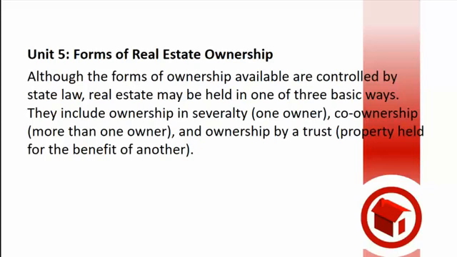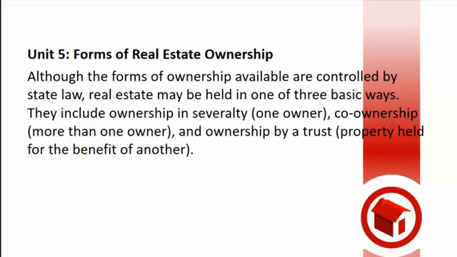Today we are going to be covering Chapter 5, which is called Forms of Ownership. Yesterday we spoke about the interest that you would gain, or the degree of ownership. Today we're going to talk about the forms of ownership in which you take title. There are basically three basic ways to take ownership: single, some form of group, or in a trust.